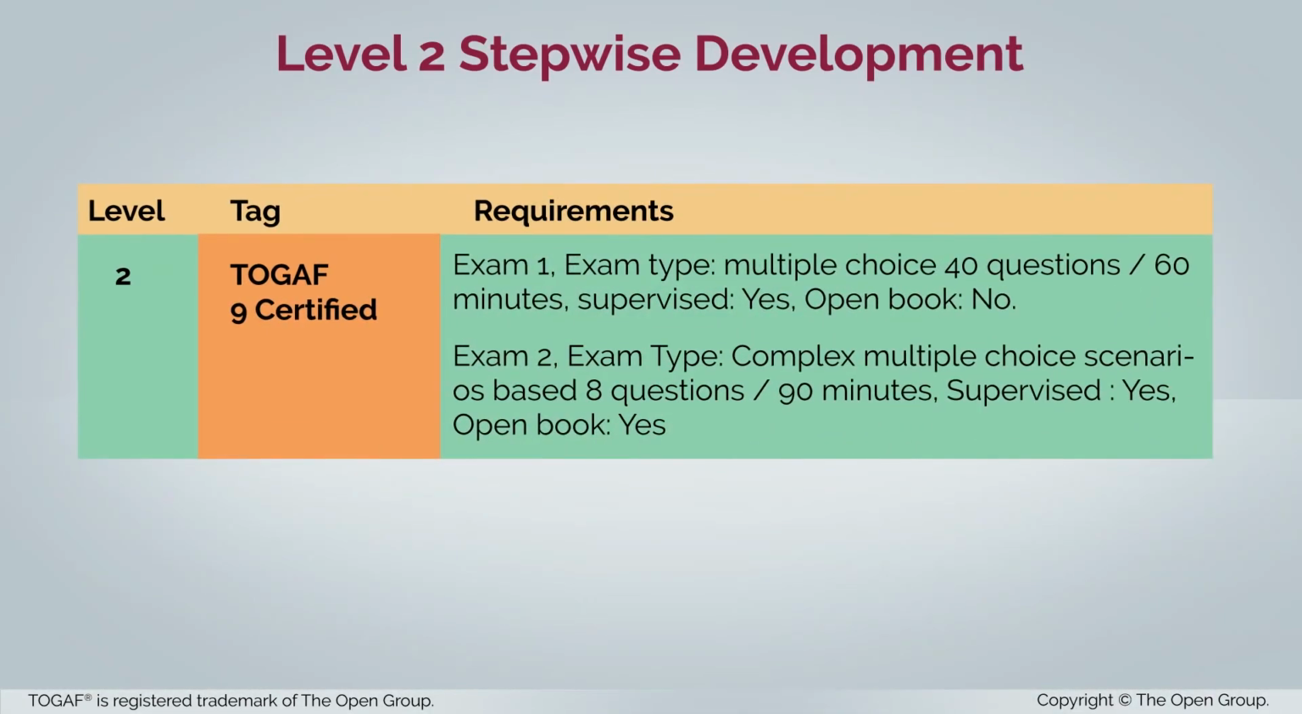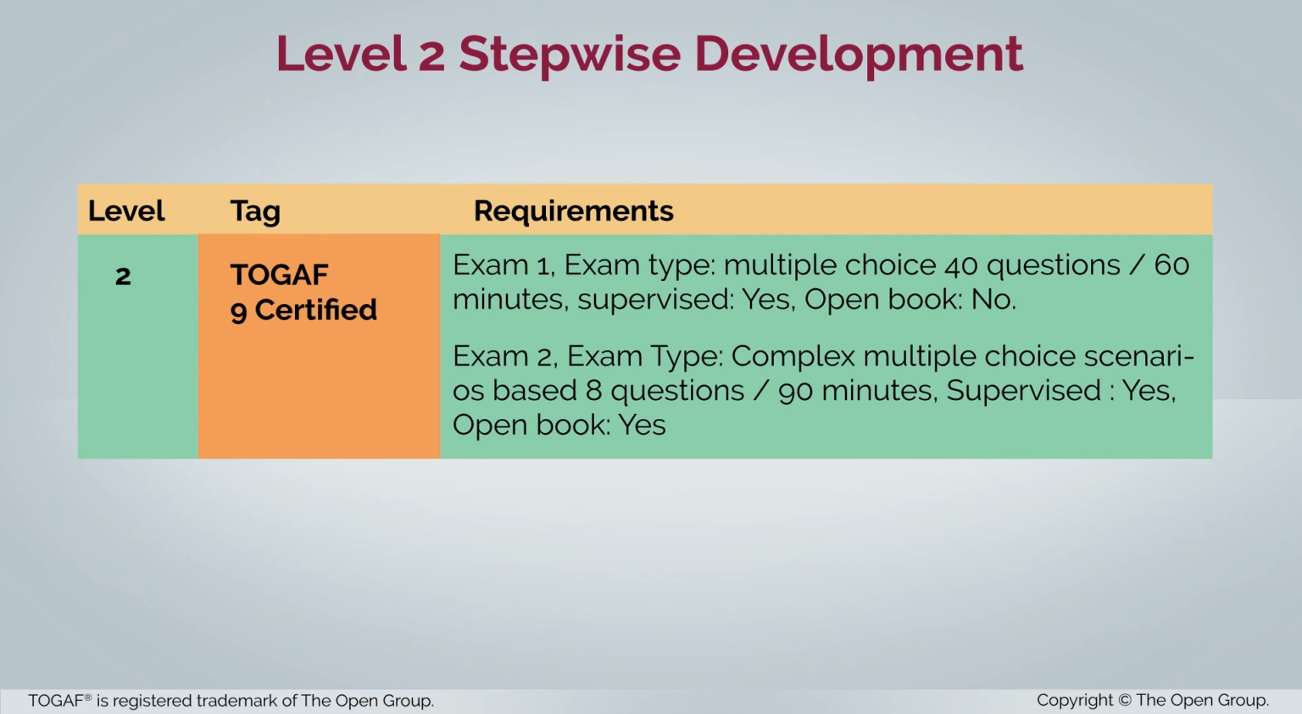So, let's look at Level 2 stepwise development. In Level 2, of course the tag is TOGAF 9 Certified. Your requirements are Exam 1. Exam type is multiple choice. It has 40 questions, 60 minutes. Supervised yes. Open book no.